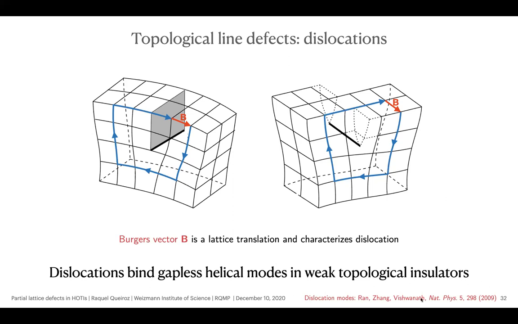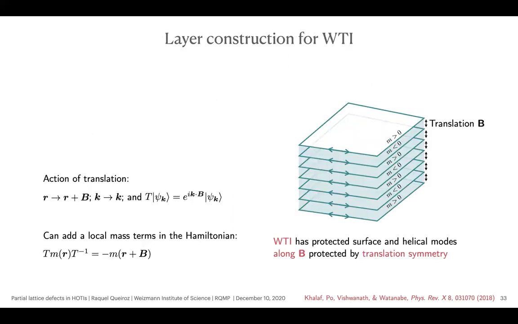And actually from this paper here by Ran and Vishwanath, we know that dislocations like this in 3D can gap helical modes, but only in weak topological insulators. It's actually easy to see why that is. Because it's a crystalline phase and it's protected by translation in this case, we can think about it in the same way as a layering structure of lower dimensional systems. So if we stack these 2D layers and I try to gap them, then translation would swap my mass at every single translation. So it would be impossible to gap them all together.